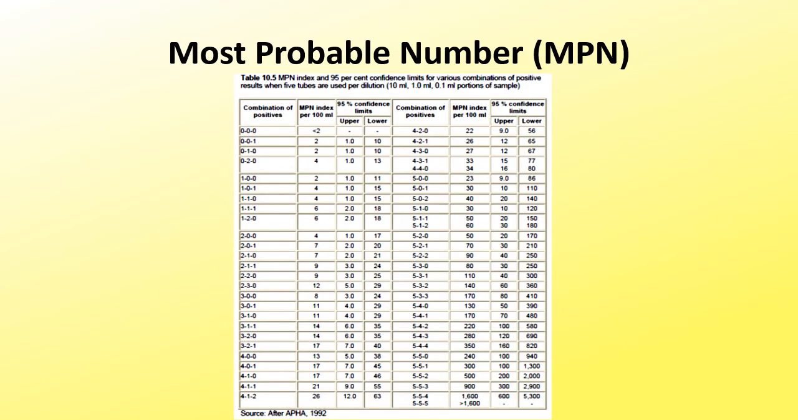Okay, this is how the most probable number, MPN, table looks like, and some people also call it a conversion table. So in the previous slide we obtained the number 421, which is equivalent to 26 most probable number index per 100 ml.